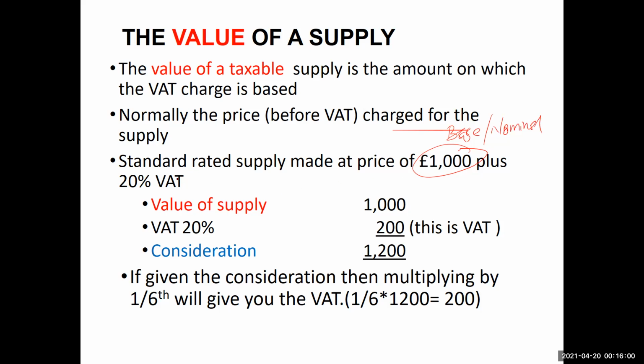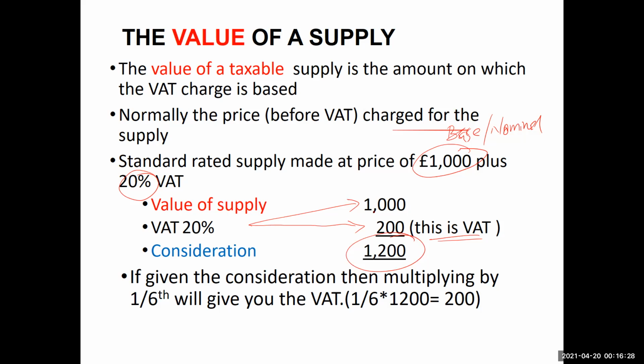And the standard rated supply is 20%. So this 1,000 is the value of the supply, and upon this, we compute our 20%, giving us what? 200 pounds. This is the VAT component which we levy. So the total consideration then becomes 1,200. There are situations where you'll be given only the consideration and you must find the VAT component.